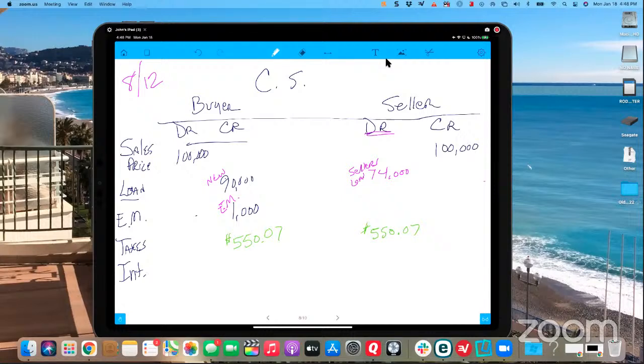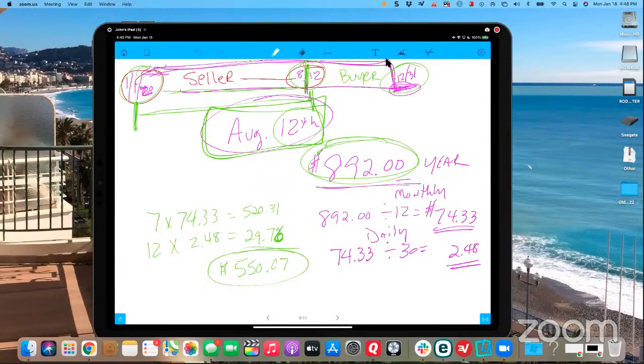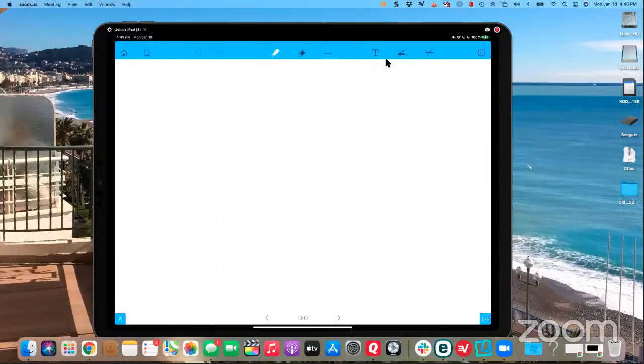We charge the seller their part right there. See how we did that? So that normally could be a test question right there.